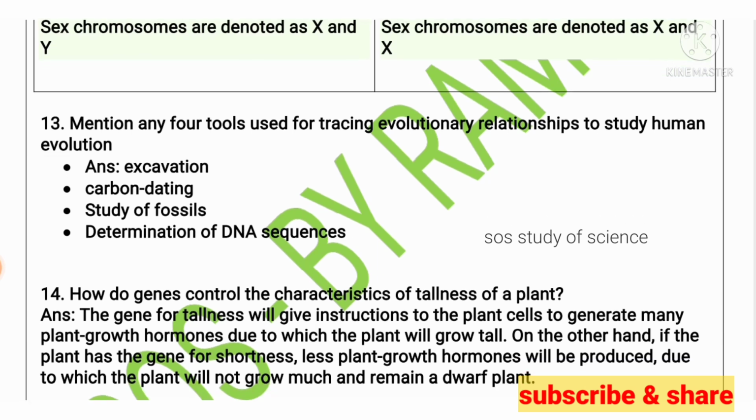The answer is: first tool is excavation, second tool is carbon dating, third tool is study of fossils, fourth tool is determination of DNA sequences. So these are the 4 tools which help in tracing the evolutionary relationship.